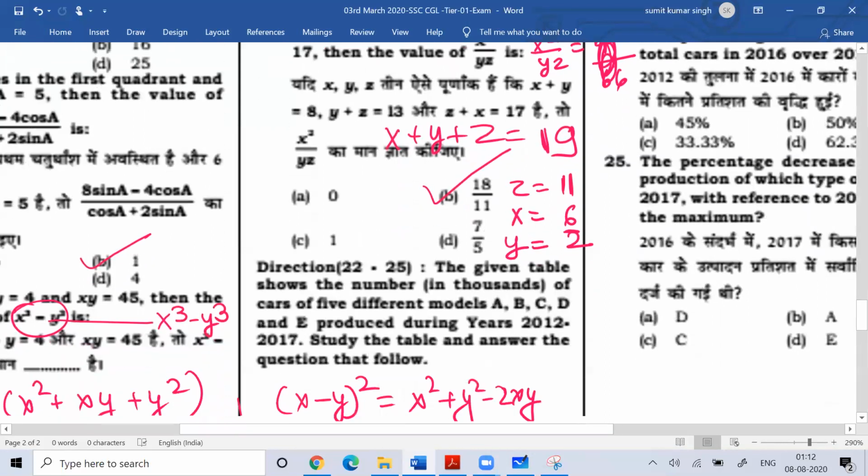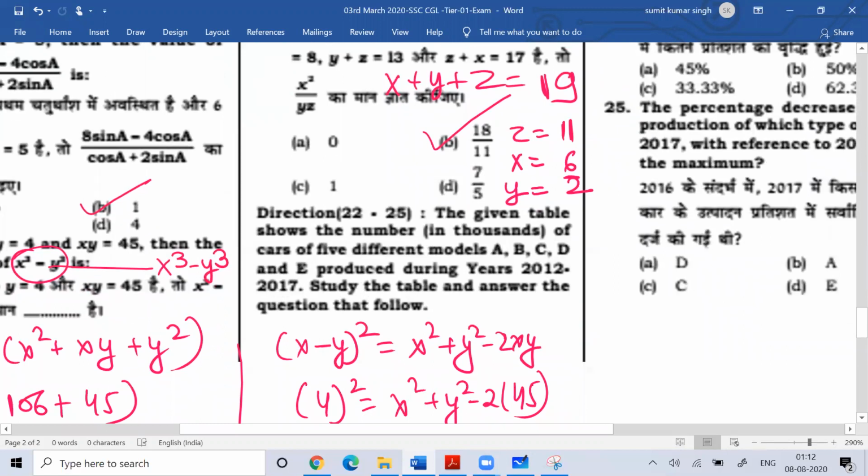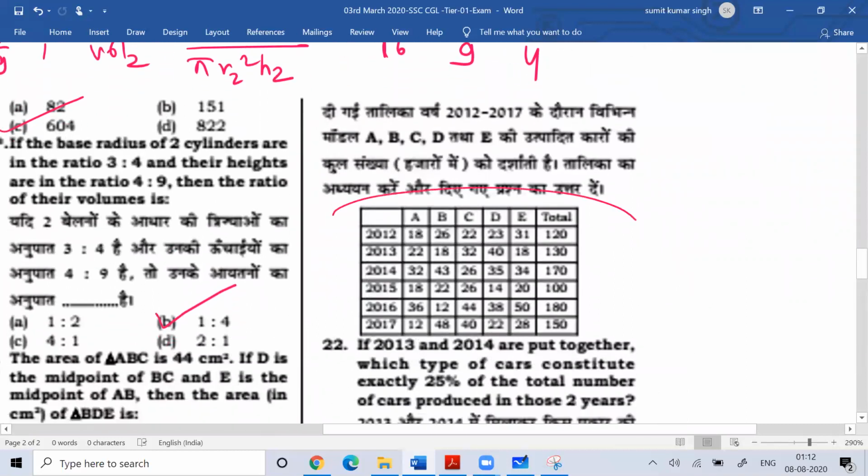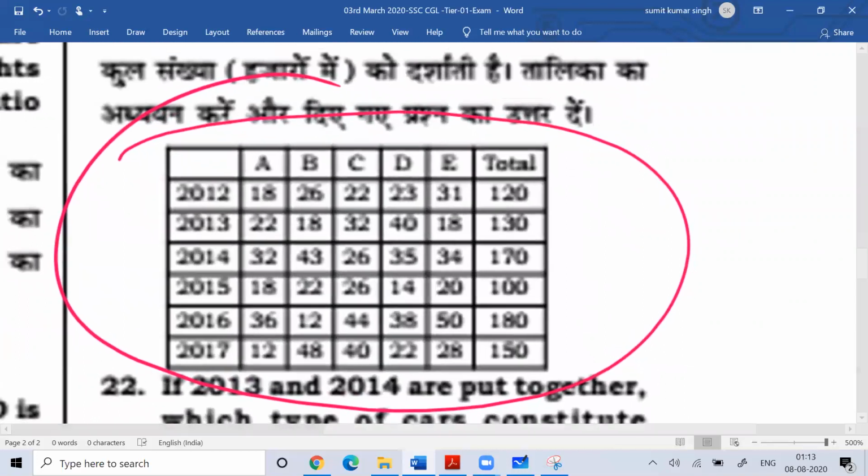So now you can see from question number 22 to 25, that is the problem of DI. The given table shows the number in thousands of the cars of different models A, B, C, D, E produced during the year 2012 to 17. You have to study the table and follow. Okay, you can see this. So this is the table you need to follow. And if you have any doubt, you can see this.